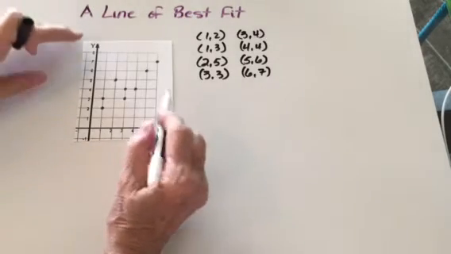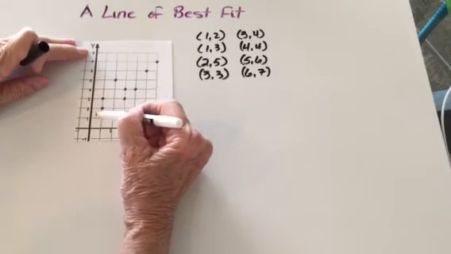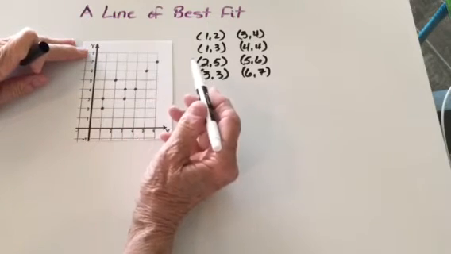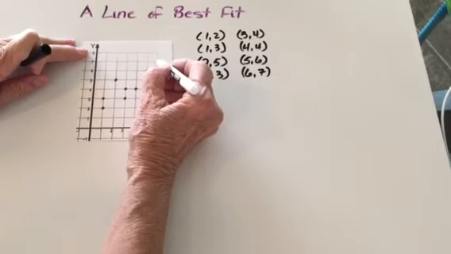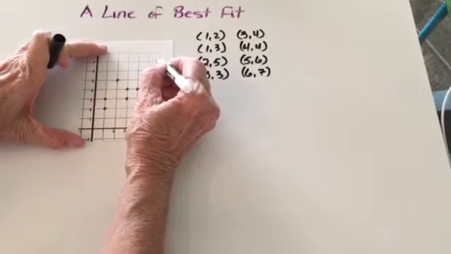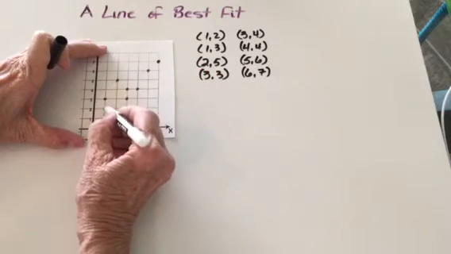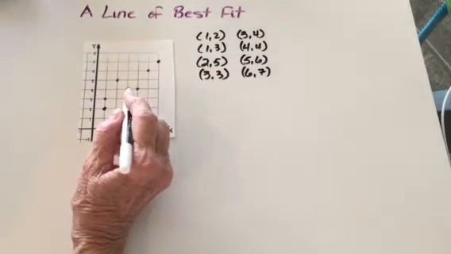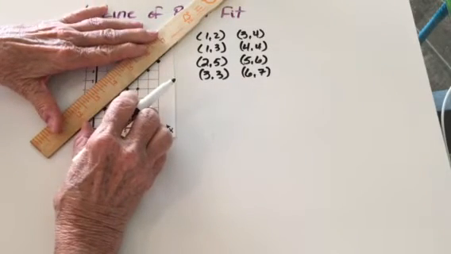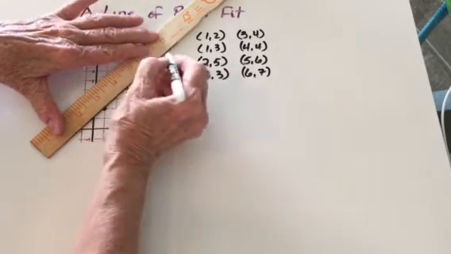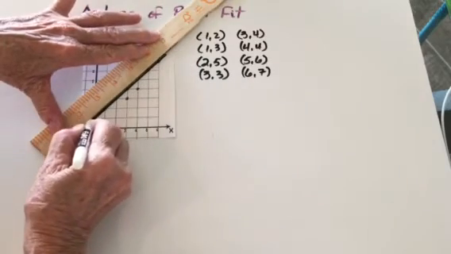So here's what we're going to do. We're going to choose 2 points that are kind of in the middle of those points, and we're going to try to connect them. I'm going to choose this dot right here, and this one right here, and I'm going to draw a line using my handy paint stick. All right, so there's my line.